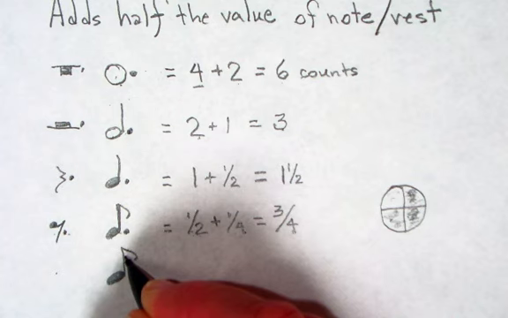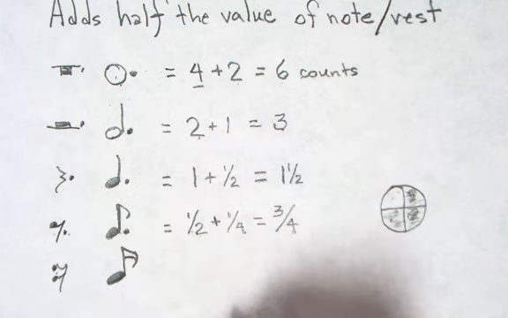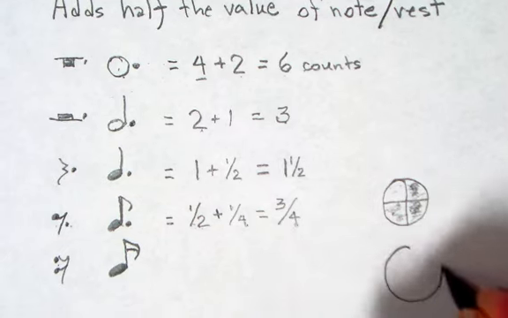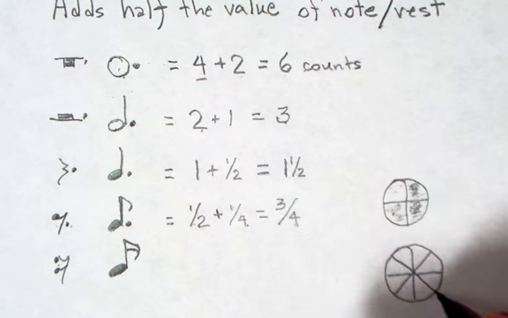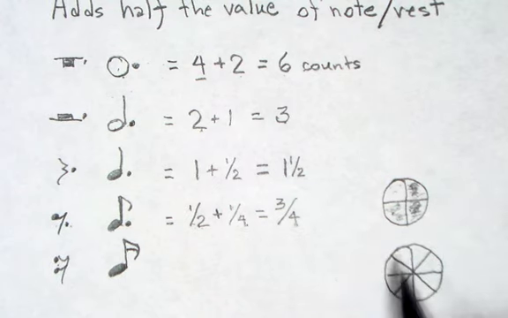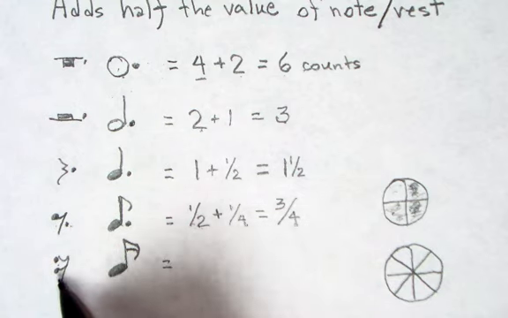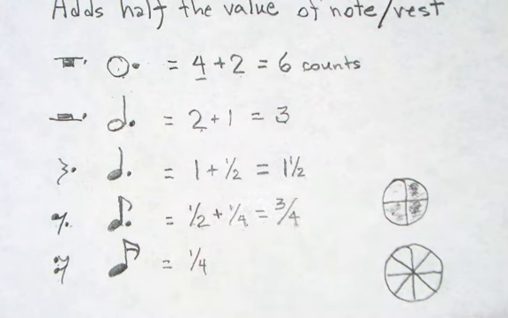16th. Oh boy. Here's my 16th rest. 2 flags. Oh yeah. Do my pie over here again. Now we're into even twice as small, so I'm going to have to divide this into 8 pieces, guys. Yeah, I know. 8 pieces. Here we go. How much is a 16th note or a 16th rest? You know this. It's a fourth of a beat. All right. So a fourth of a beat.